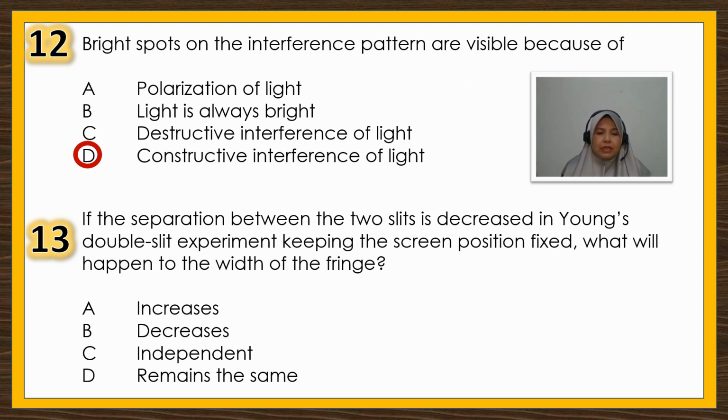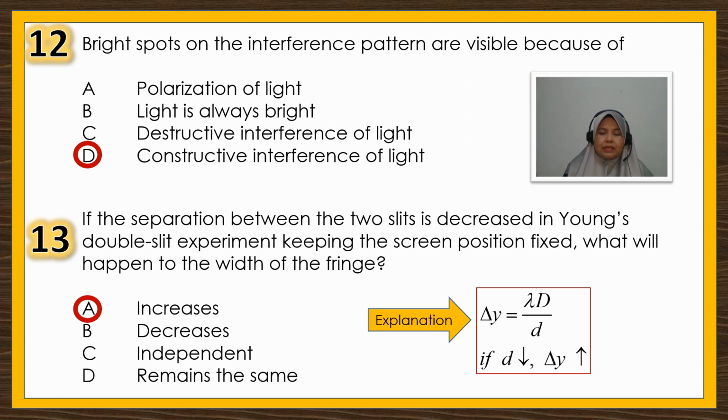And then for question number 13, if the separation between the two slits is decreased in Young's double slit experiment, keeping the screen position fixed, what will happen to the width of the fringe? For this case, we refer to the equation for the fringe separation, which is equal to lambda D over d. If the separation between the two slits, which is small d, is decreased, the fringe separation will increase, meaning that the width of the fringe will increase.